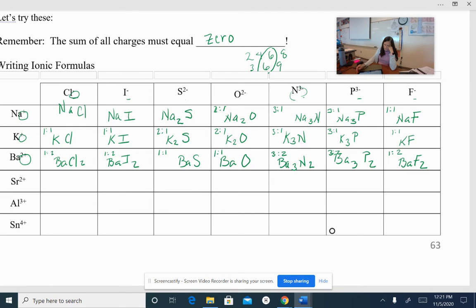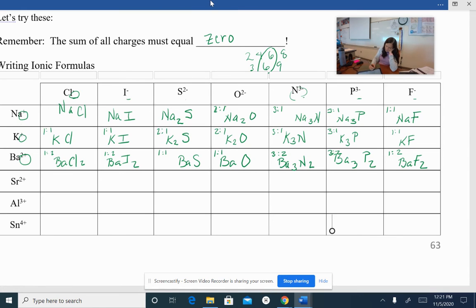Okay, you ready to check? So strontium +2, chlorine -1. So my least common multiple here is going to be 2. So I need 1 strontium and 2 chlorines. Okay, +2, -1. My least common multiple is 2. So 1 strontium and 2 iodides. So strontium chloride and strontium iodide.